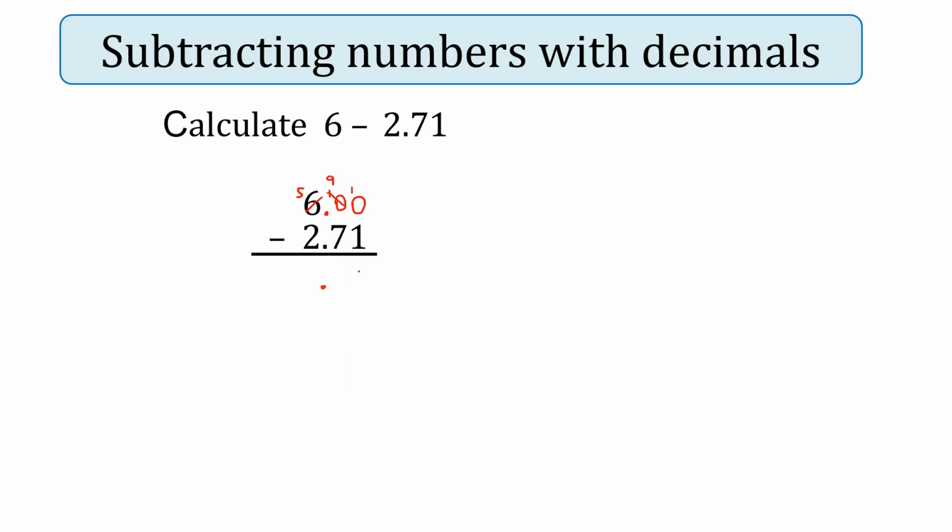So now 10 minus 1 is going to be 9. 9 minus 7 is going to be 2. And 5 minus 2 is going to be 3. So my final answer will be 3.29.